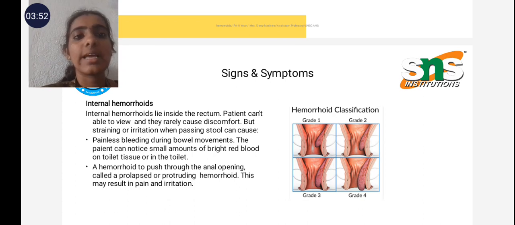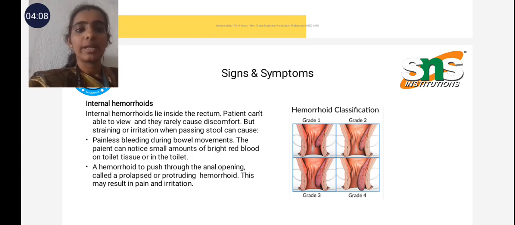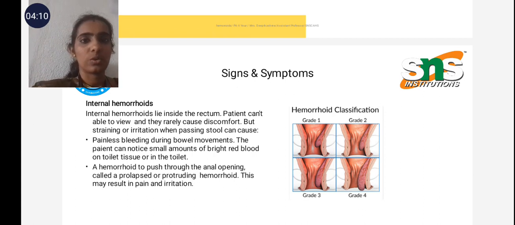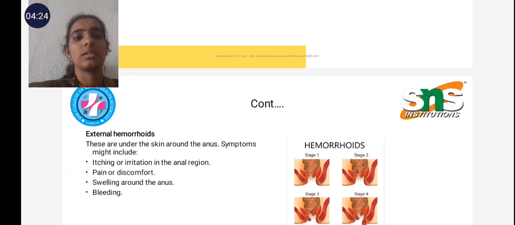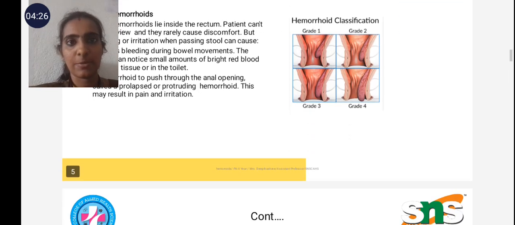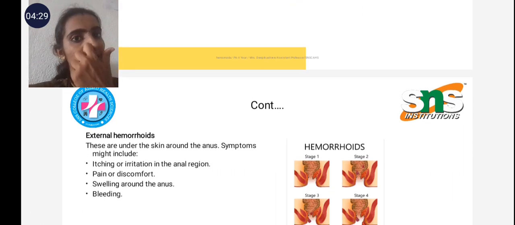So internal hemorrhoids lie inside the rectum. The patient can't view them and they rarely cause discomfort. But straining or irritation when passing stool can cause painless bleeding during bowel movements. The patient can notice a small amount of bright red color on toilet tissue or in the toilet. A hemorrhoid that passes through the anal opening is called a prolapsed or protruding hemorrhoid. It may result in pain and irritation. So these are the symptoms of internal hemorrhoids.